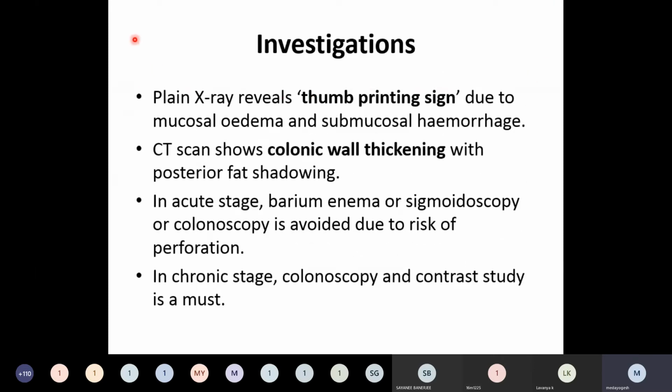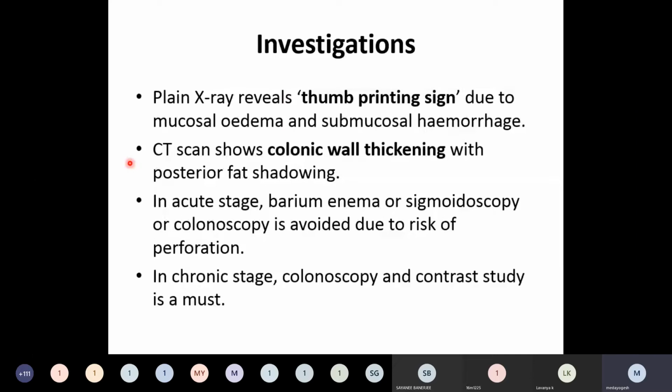Moving on to the investigations, once we are suspecting colonic ischemia, a plain X-ray of the abdomen is taken. Because of mucosal edema and submucosal hemorrhage, there is what is called the thumb printing sign. So this is classically seen in ischemic colitis. So thumb printing sign is seen in ischemic colitis.